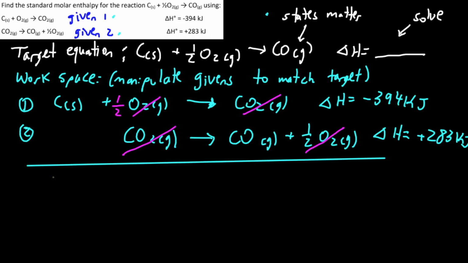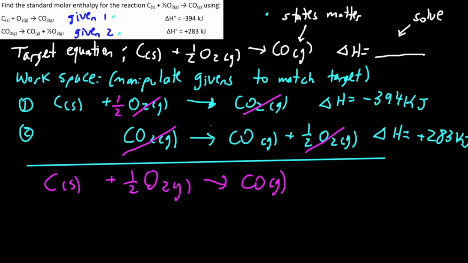So overall, after canceling things out, we have carbon solid plus half oxygen gas produces what you have left over, carbon monoxide gas. Does this match our target equation? Yes, it does. So from here, we add the delta H values, and after you add them together, you get delta H equals -111 kilojoules.